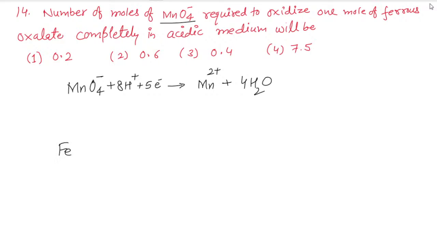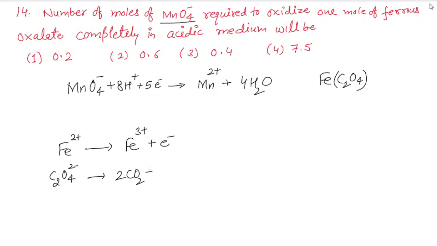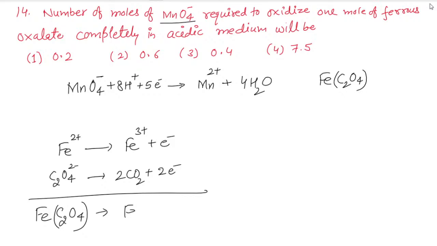Ferrous oxalate is Fe2 plus and oxalate is C2O4 2 negative. So ferrous is turned into ferric, and oxalate into carbon dioxide. So ferrous oxalate gives Fe3 plus, 2 CO2 plus 3 electrons.